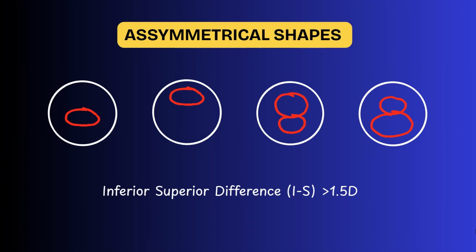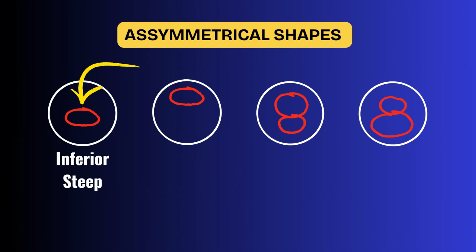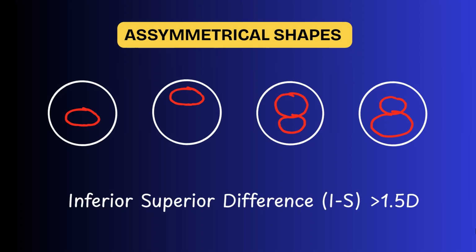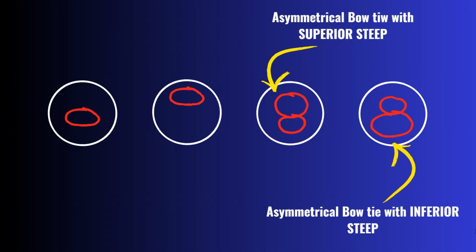Asymmetrical shapes definitely are suspicious. These include inferior steepening or superior steepening, and in keratoconus usually the inferior steepening is more than the superior, and therefore an inferior-superior difference of more than 1.5 diopters is considered suspicious. So pay attention to asymmetrical bow ties, inferior steepening and superior steepening.